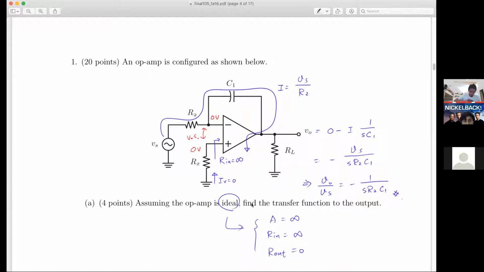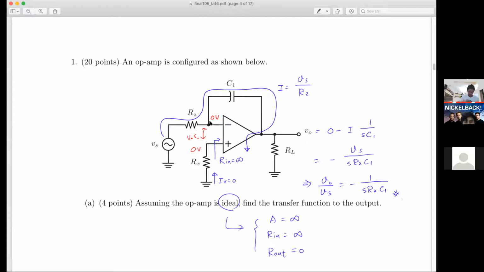Whenever you see the op-amp is ideal, you can assume that the gain is infinite, the input resistance is infinite, and the output resistance R_L is 0. So the first thing we need to find is the voltage on V plus and V minus. Because Rin is infinite, the current flowing into the op-amp is 0, so V plus is 0 volts. And because the op-amp has infinite gain, we have a virtual short between the positive and negative terminals, so V negative is also 0 volts.